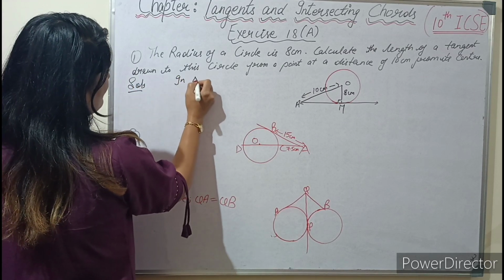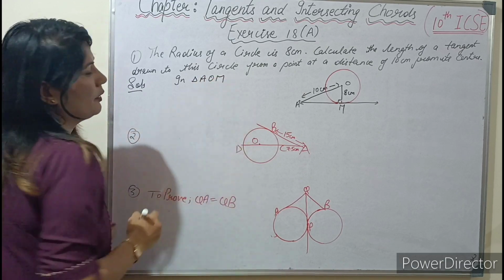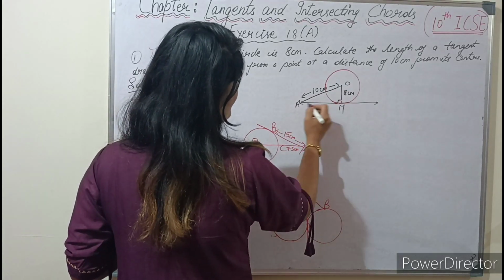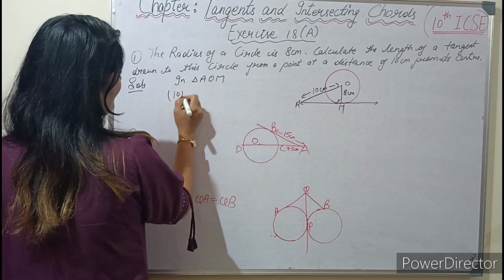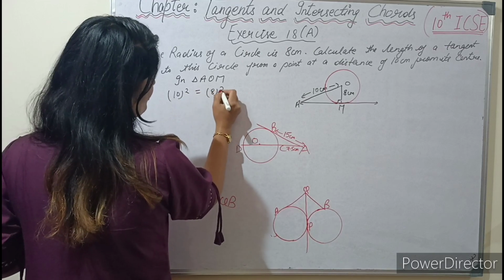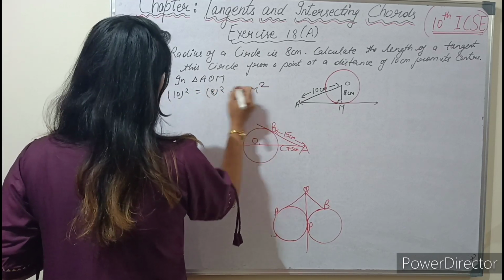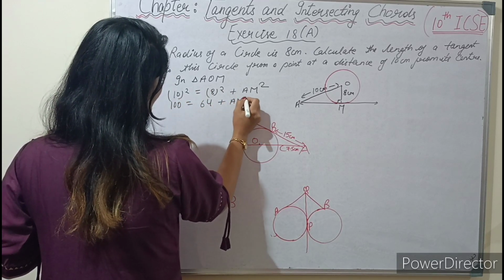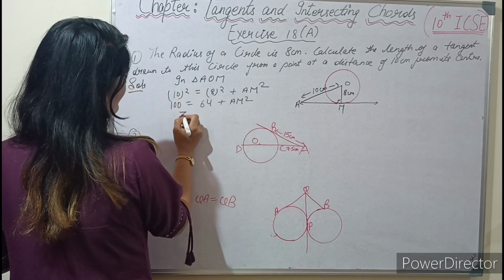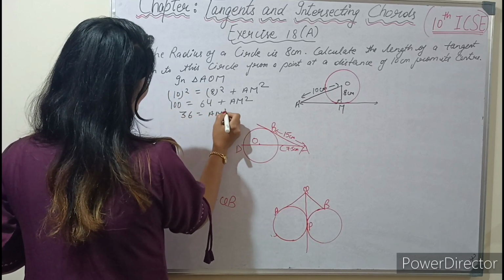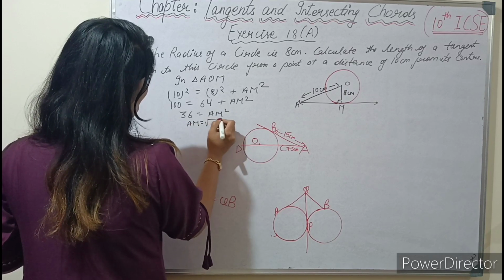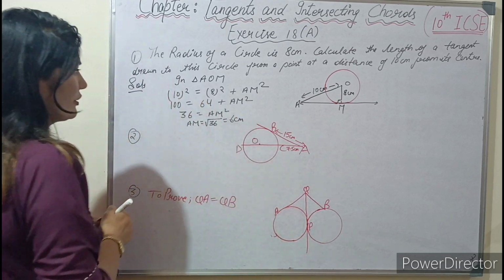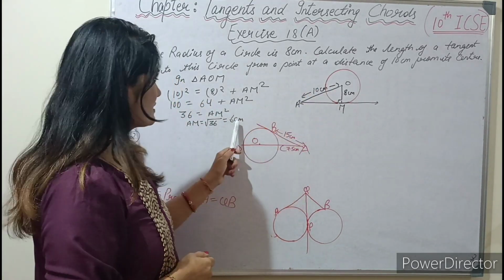So in triangle AOM, by Pythagoras property, that is h square is equal to p square plus b square. So this will be 10 square is equal to 8 square plus AM square. 10 square is 100, 8 square is 64 plus AM square. So 100 minus 64 will be 36. So the value of AM is square root of 36, that is 6 cm. So therefore the tangent of the circle is 6 cm.